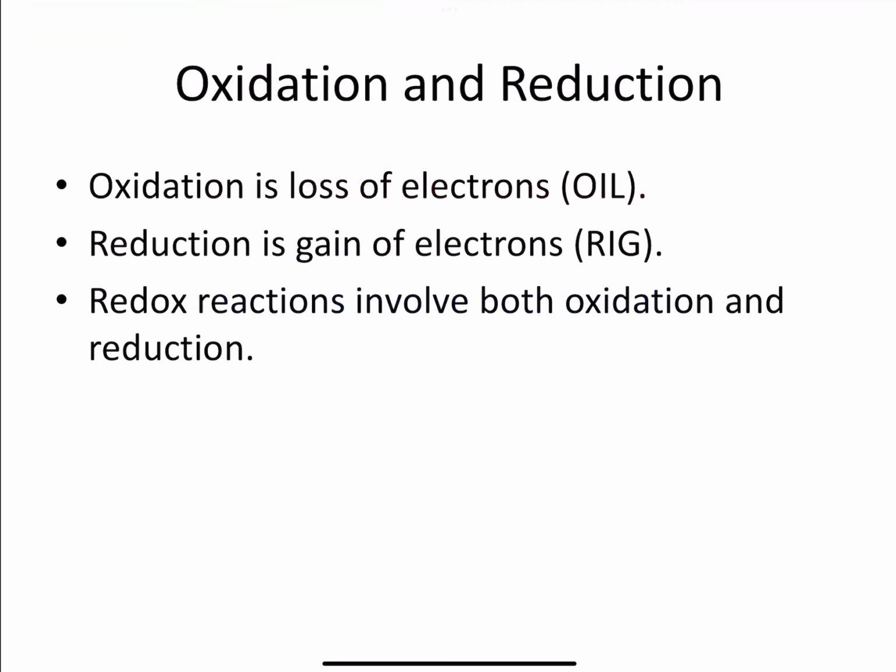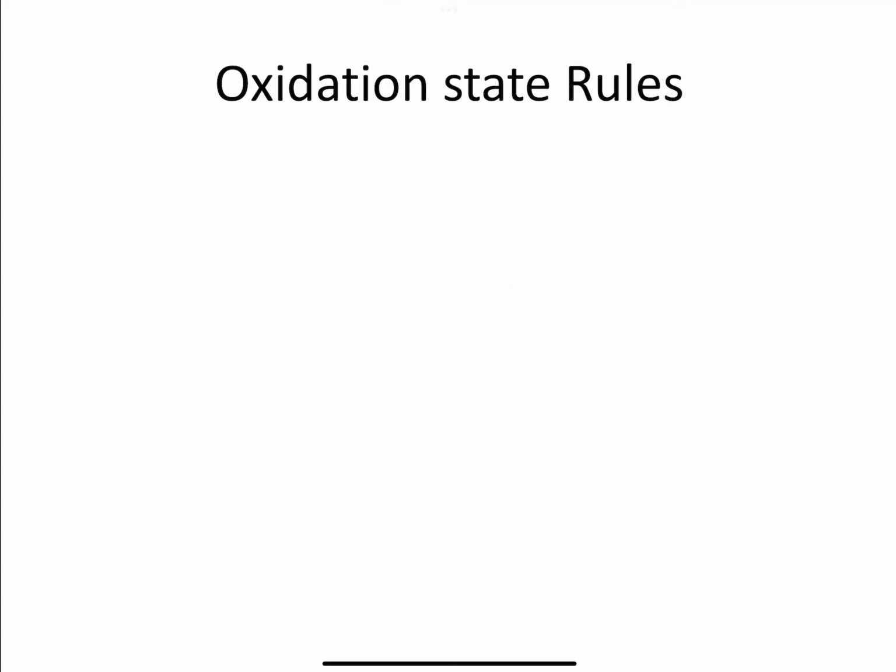Oxidation and reduction can always be remembered using the term OIL RIG, because oxidation is the loss of electrons and reduction is the gain of electrons. Redox reactions involve both oxidation and reduction. Oxidation state tells you the total number of electrons an element has gained or lost.